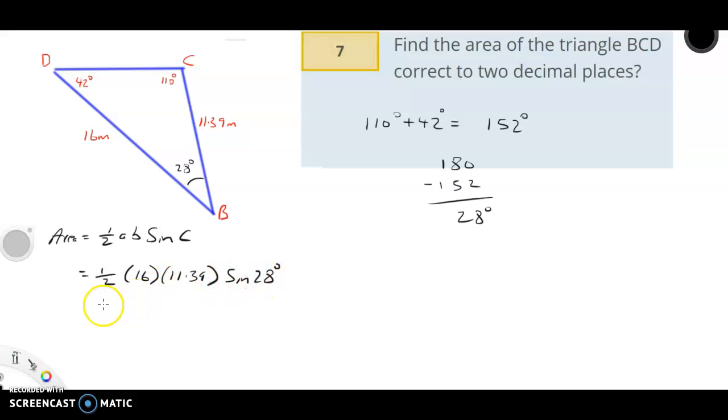So bang that all into the calculator: a half multiplied by 16 multiplied by 11.39 multiplied by sine 28. I have 8 there multiplied by 11.39 multiplied by sine 28, and I come out with 42.78. So area, remember it's area, equals 42.78. I'm rounding it now to 2 decimal places, and the units then is going to be meters squared.